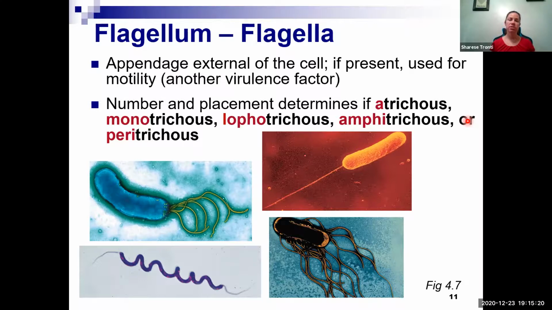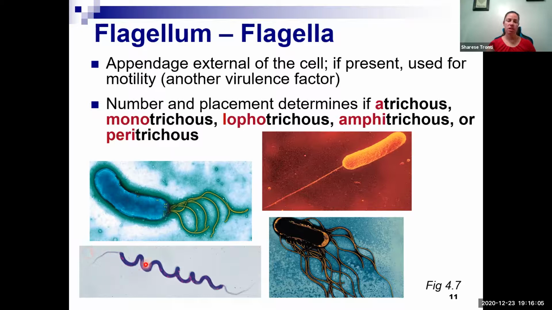So there are several different types of flagella. If a bacterial cell does not have any flagella, it's going to be atrichous. A means without, so atrichous is without flagella. Monotrichous, mono means one, so if it just has one flagellum, it's monotrichous. Lophotrichous has a lot of flagella coming from one location. I remember that because there are lots of them that are localized in one spot. That's how I remember that. It starts with L.